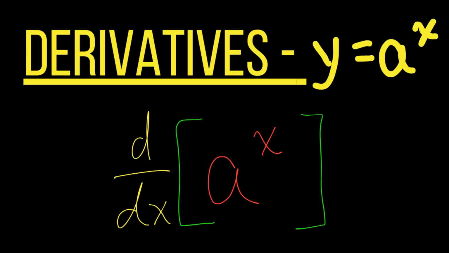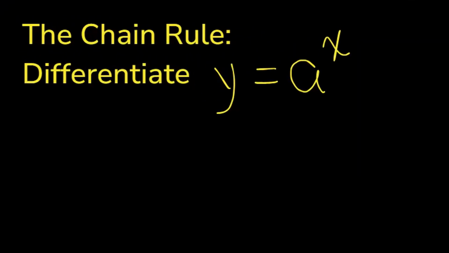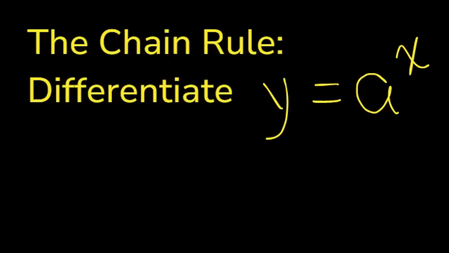All right, guys, Mr. Antonucci here, and in this video, we're going to talk about how to find the derivative of a to the x. Now, the chain rule allows us to establish a formula for differentiating exponential functions for any base.